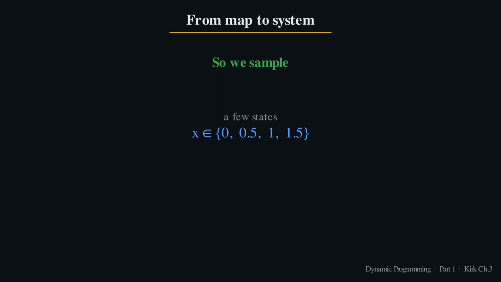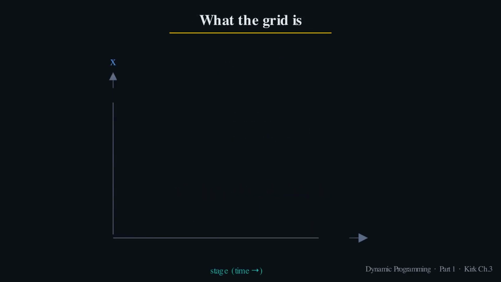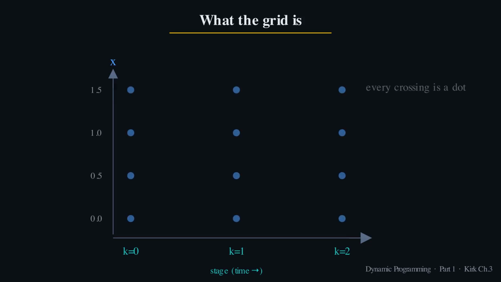We sample. Instead of every possible state, we pick just a few. 0, a half, 1, 1.5. Instead of every control, a few. -1, -0.5, 0, a half, 1. Like checking a soup at a few temperatures instead of all of them. That handful of chosen values is the grid.